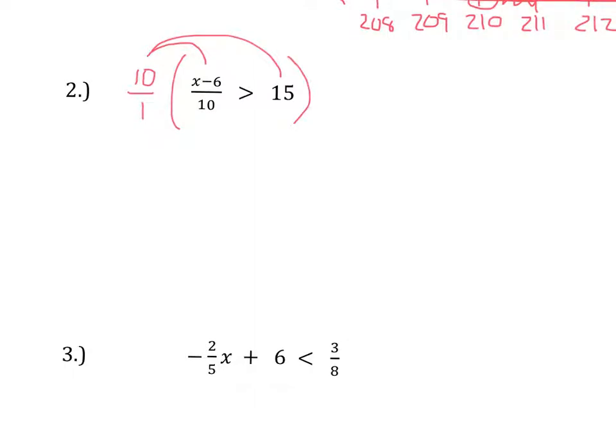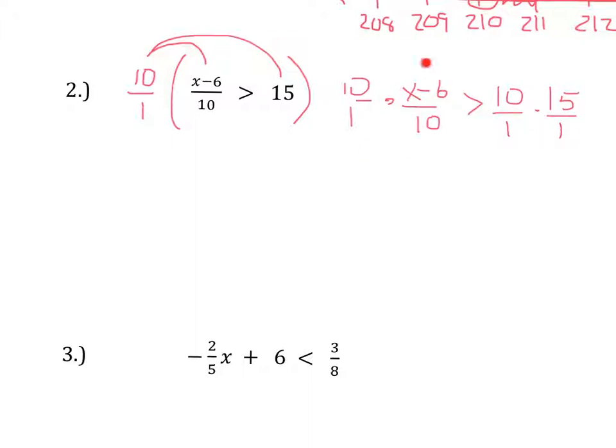So we're going to take the 10 multiplied by the fraction 10 over 1 times (x minus 6) over 10 is greater than, and then don't forget, this is what a lot of kids forget, you have to take this 10 over 1 and multiply it by the other side also. You have to multiply both sides for that balance. 10 over 1 times 15 over 1.